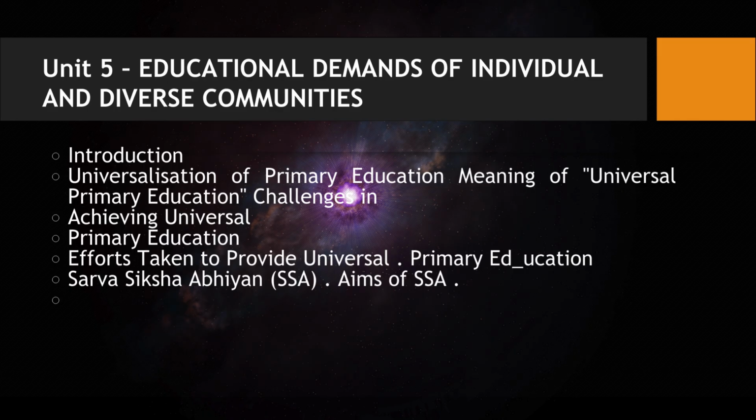Article 45 of the Indian Constitution states that it is the endeavor of the state to provide free and compulsory education to all children from age 6 to 14, and this should be realized within 10 years from the commencement of the Constitution. These constitutional directives of providing universal primary education imply the following.